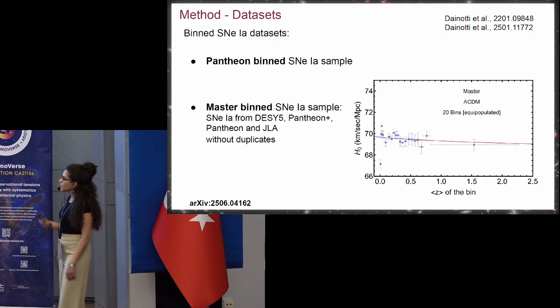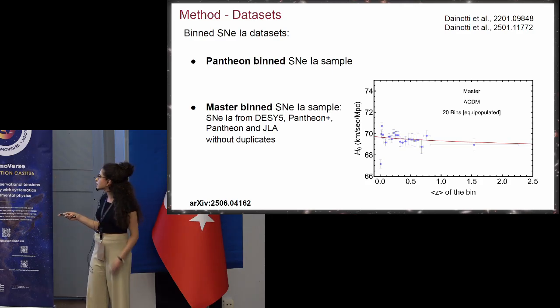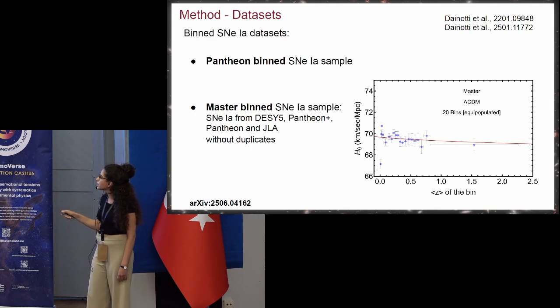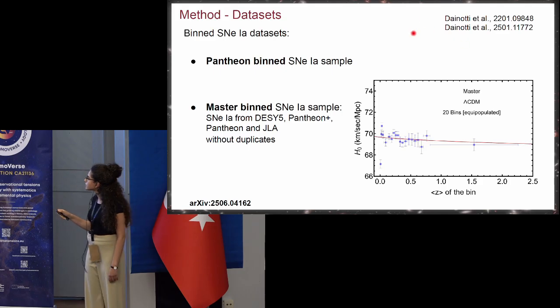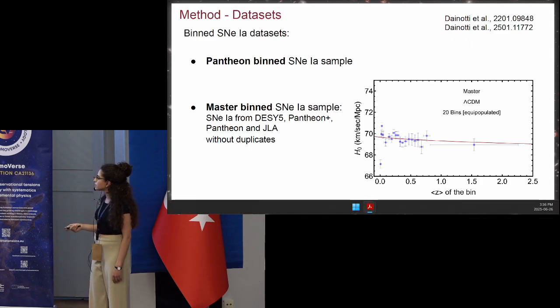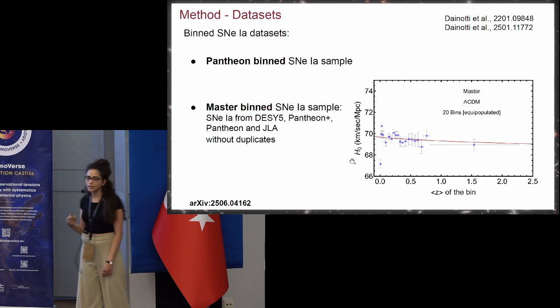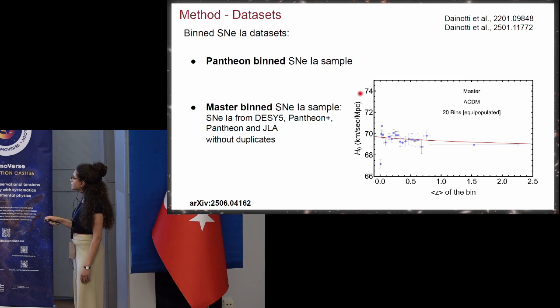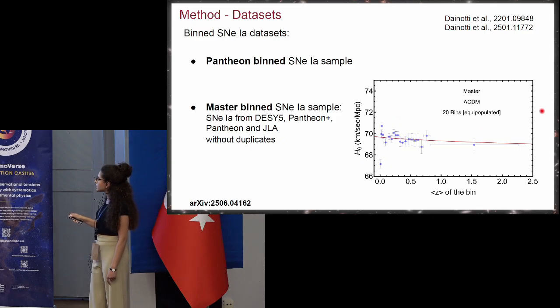So in this work, we are testing these three functions with the binned supernovae samples: the Pantheon binned for this first work, and the Master binned supernovae, which are a collection of the CR5, Pantheon Plus, and Pantheon JLA without duplicates. In particular, the binned dataset is composed of 20 bins, and in each bin we have an H0 inferred and also an omega matter. And we consider the case with equipopulated supernovae.